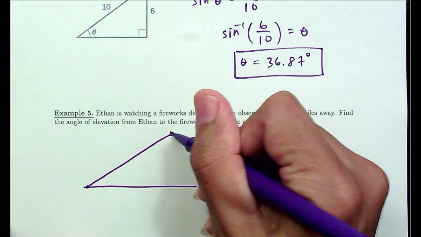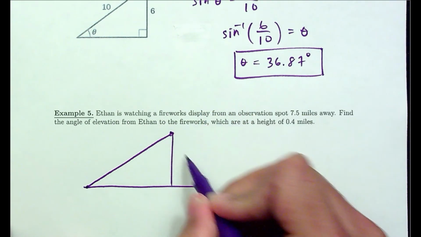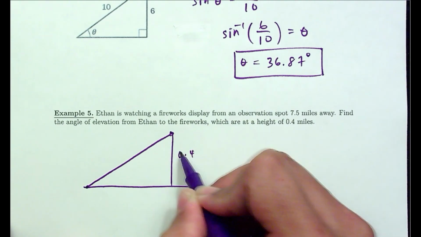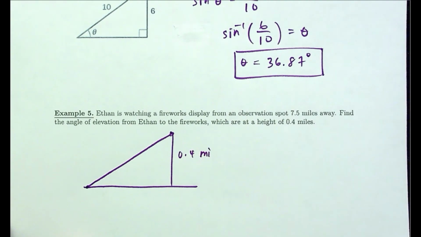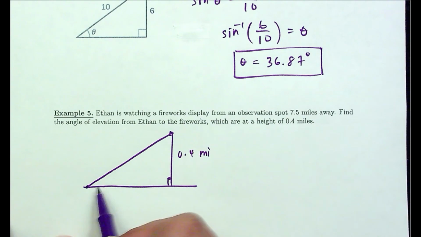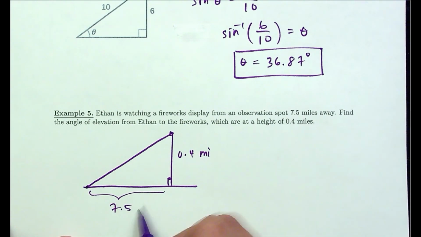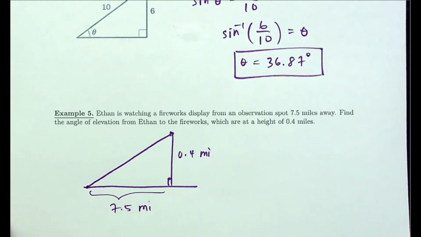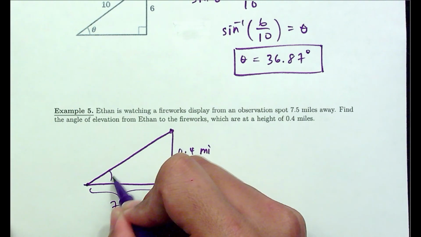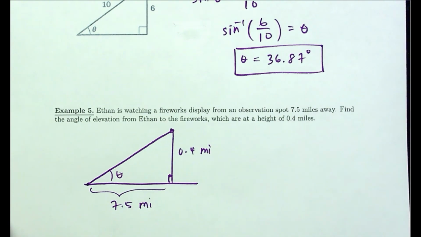The fireworks are at a height of 0.4 miles. The height of that is 0.4 miles. And he is 7.5 miles away from where they threw those fireworks. Question is, what is the angle of elevation? That's the angle of elevation.